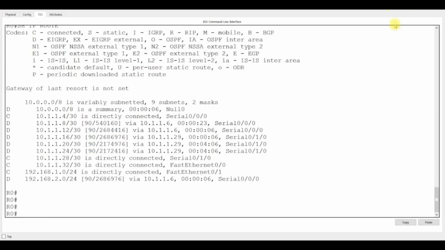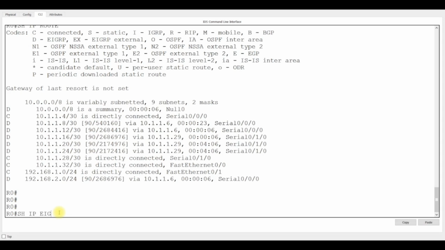going to say now? Now you see that to get to the 2-dot network, it's no longer through the FastEthernet, it's through the serial 0/0/0. You're going to the 10.1.1.6. And you can take a look at the feasible distance right here. And again, a lot of ways you can verify.